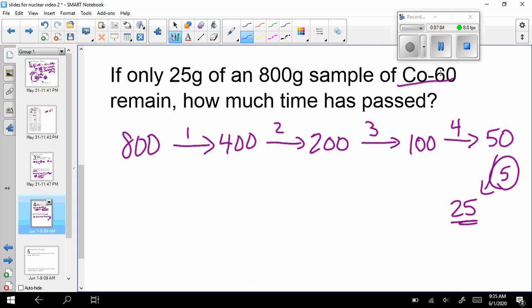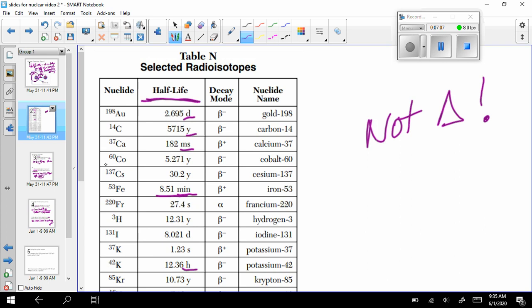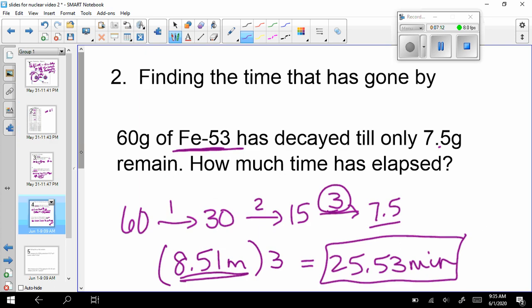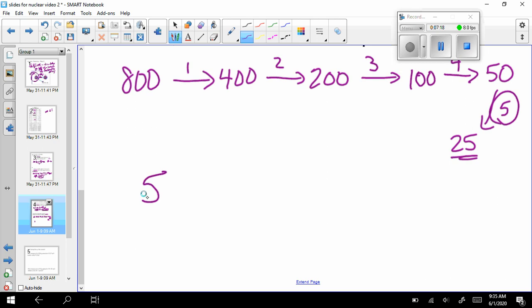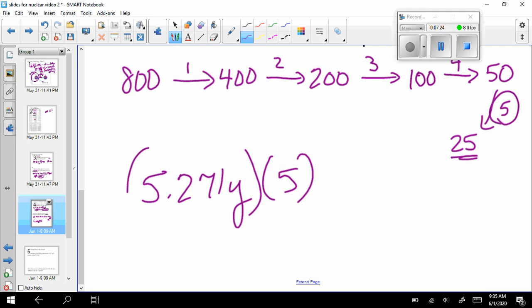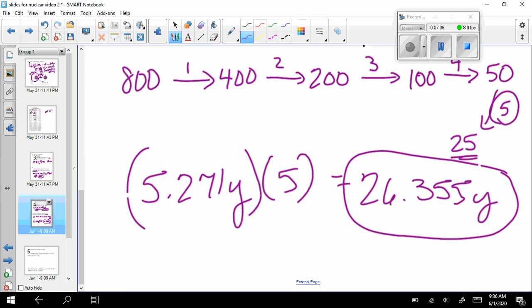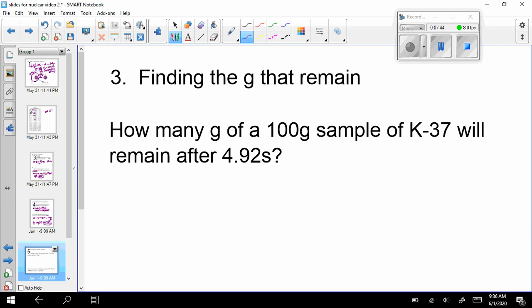Now I got to go look up cobalt-60. There it is, cobalt-60, 5.271 years. Times 5. So I multiply 5.271 times 5 and I get 26.355 years. That's how much time has gone by, because that's 5.271 years, that's 5.271 years, so I multiplied it by 5. All right, the next type of problem, finding the grams that remain.